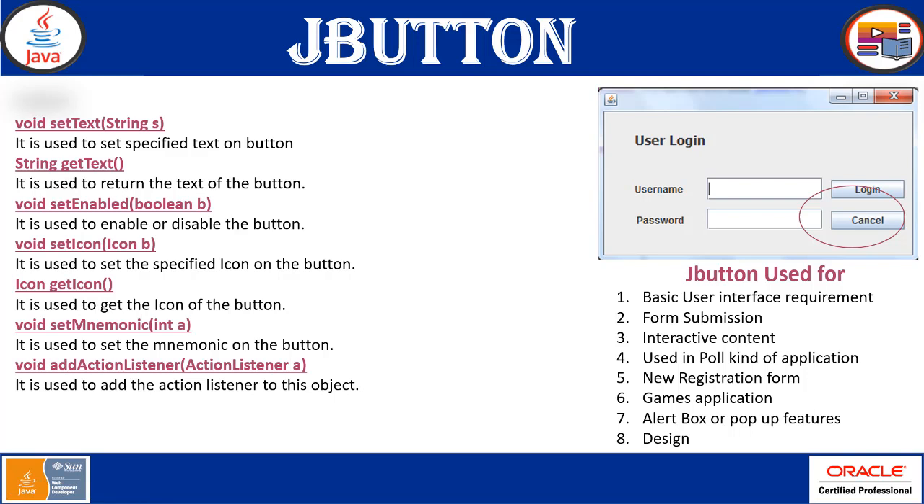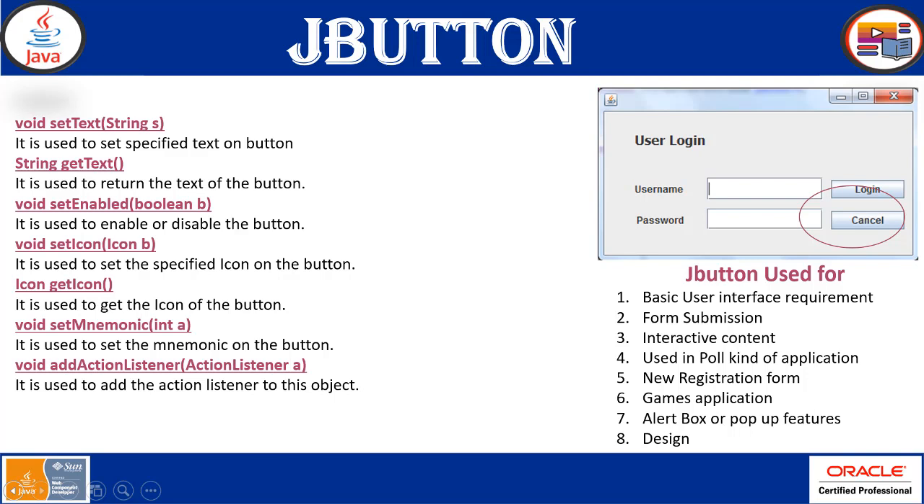setEnabled is used to enable or disable the button. So some logic you can use here with the help of the setEnabled method, where you need to disable the button, like you don't want the user to use that button. You can simply use this method. setIcon, you can even use an image button in your application. With the help of this method, you can set the specified icon or image on the button. getIcon, you can get the icon of the button. And addActionListener.